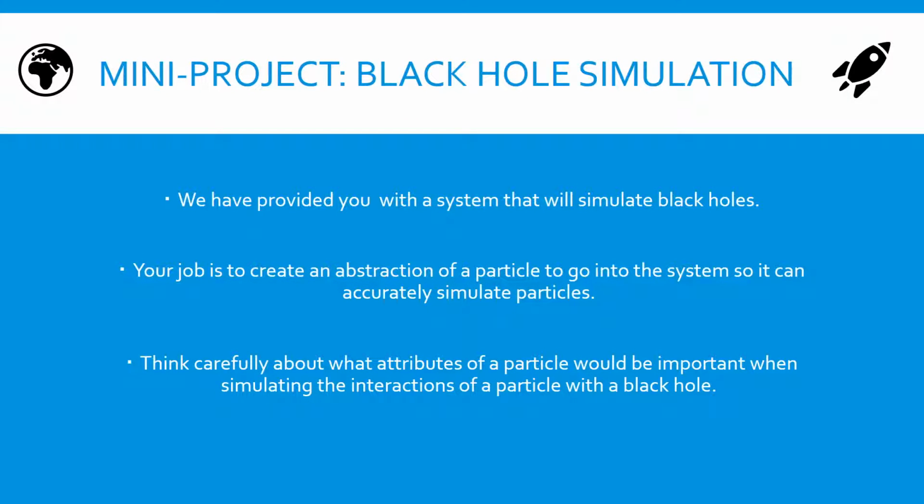So, let's look at our mini project, a black hole simulation. We've provided you with a system that will simulate black holes. Your job is to create an abstraction of a particle to go in the system so it can accurately simulate the way that particles interact with black holes. Now, you'll need to think carefully about what attributes of a particle would be important when you're simulating the interactions between a particle and a black hole.